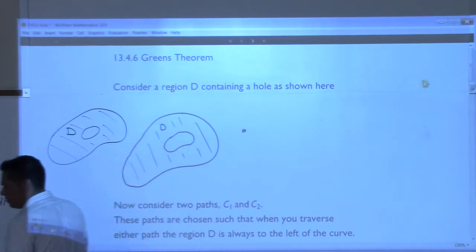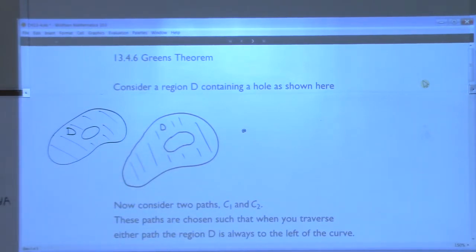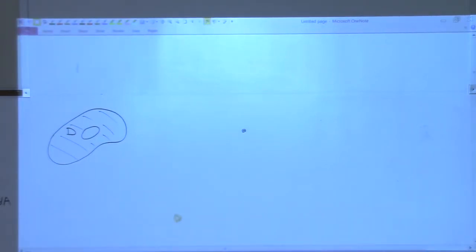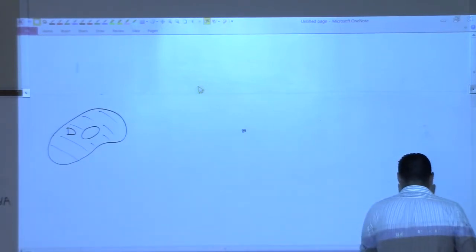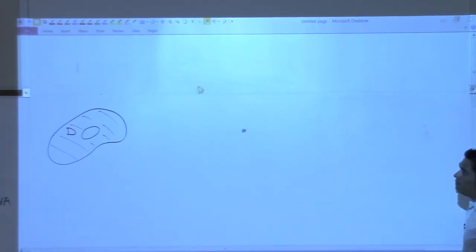Okay, there's D. All right, just want you to consider this for a second. I'd like to use Green's theorem here. There's a problem, though, that my region is not a simple region, right? Because of that hole in the middle.